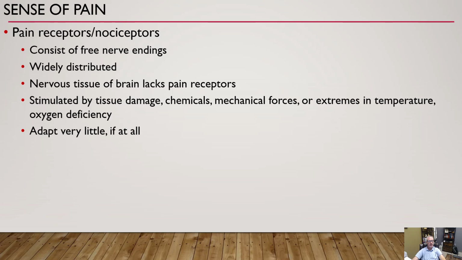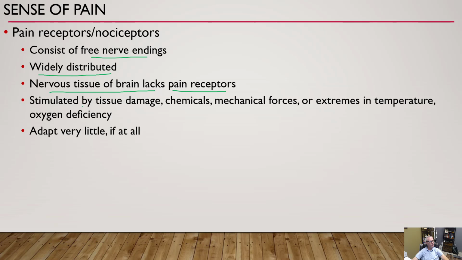All right, so our pain receptors, we call those nociceptors, basically a bunch of free nerve endings widely distributed throughout the body. Basically in the nervous tissue of the brain, we don't have any pain receptors. So, I could cut open your skull and actually poke in your brain and you wouldn't be able to feel the pain because there's no pain receptors there.